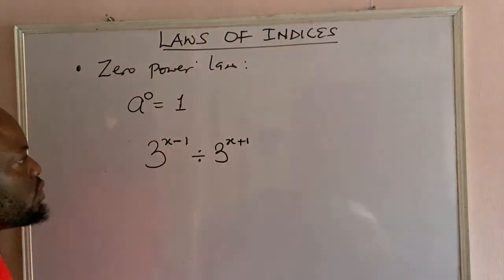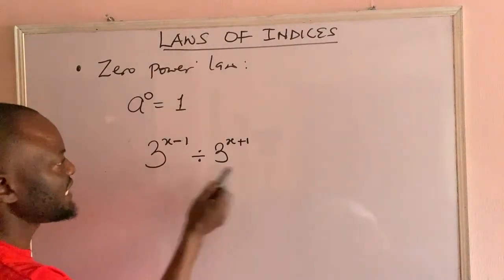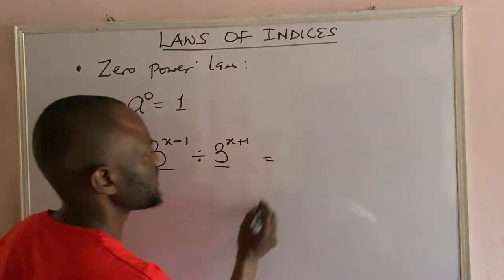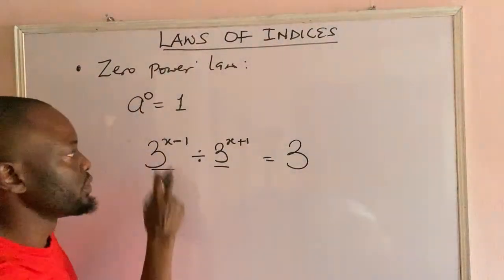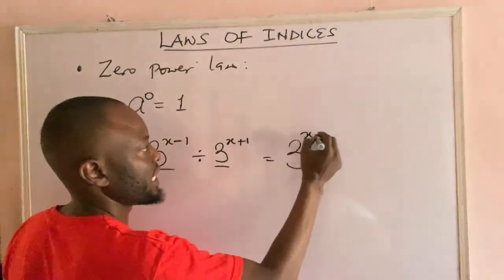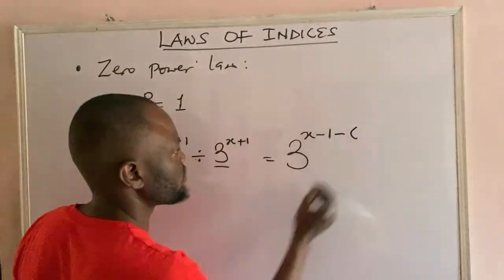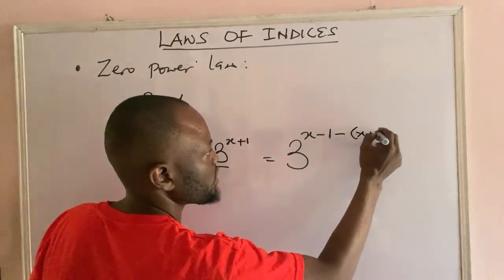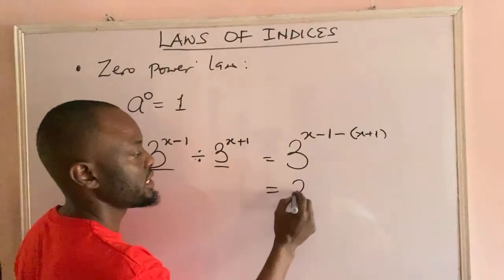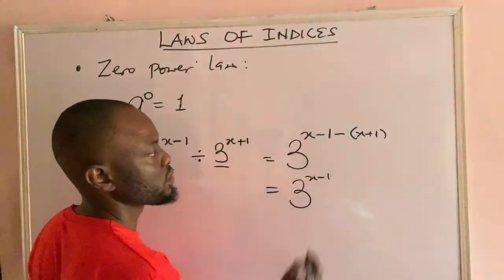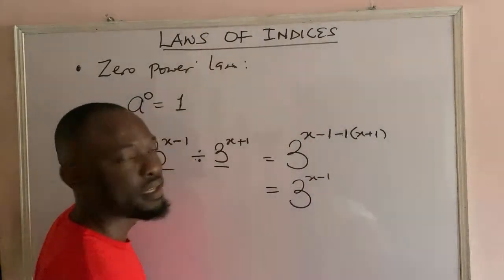So what are we going to do? How are we going to go about this? So for this, they have the same base. The laws say that you should take one of the base, so I'm going to do 3 to this power x minus 1. Then this division means minus into bracket x plus 1. So this will give me 3 to the x minus 1, like saying minus 1 here outside the bracket.